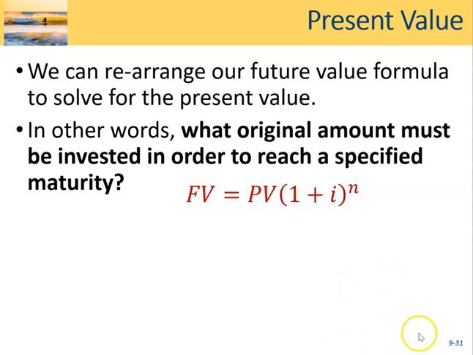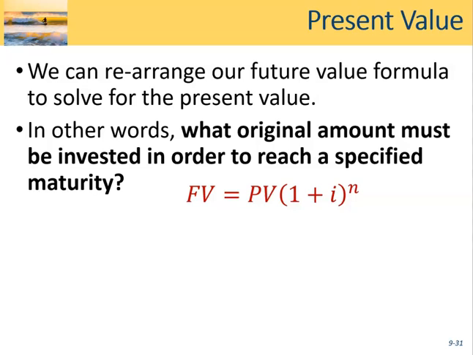Hi everyone, now we move on to present value, which is section 9.3 in the textbook. So we know what the formula in order to figure out our future value is. Future value equals present value, and then in brackets 1 plus the periodic interest rate to the power of n, which is the number of compounding periods throughout the life of the investment or loan, whichever it is.